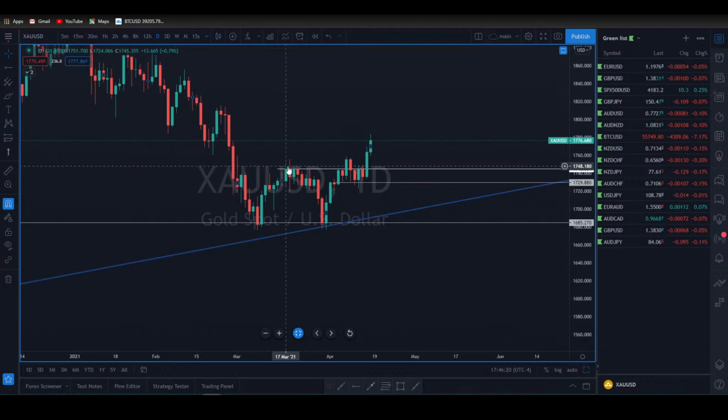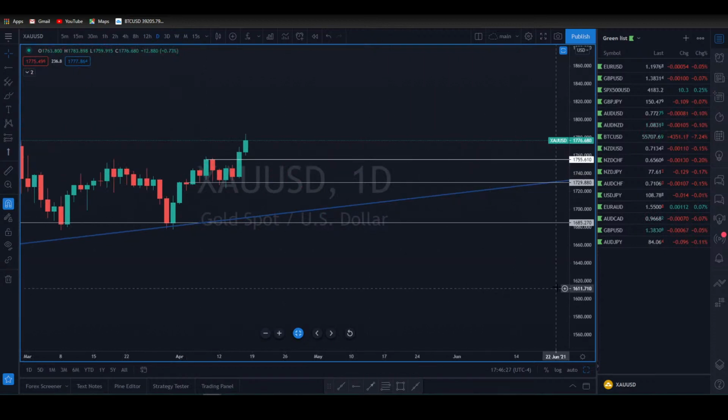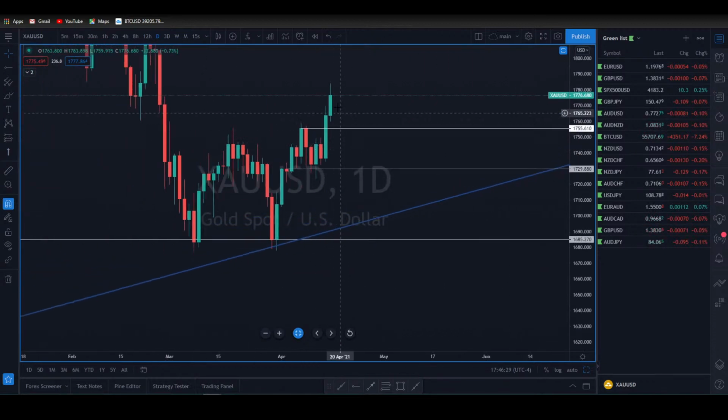All right. You did get your daily closure above that level. You did put in a new level of resistance, which is 1755.61. Let's see if price comes back into this area. Does it hold as support or not?